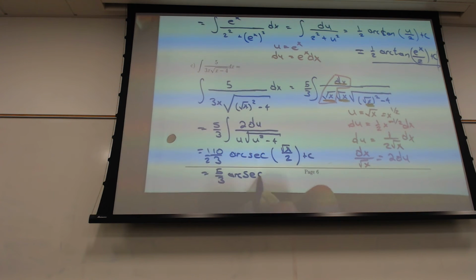Arcsecant of the square root of x over 2 plus c.